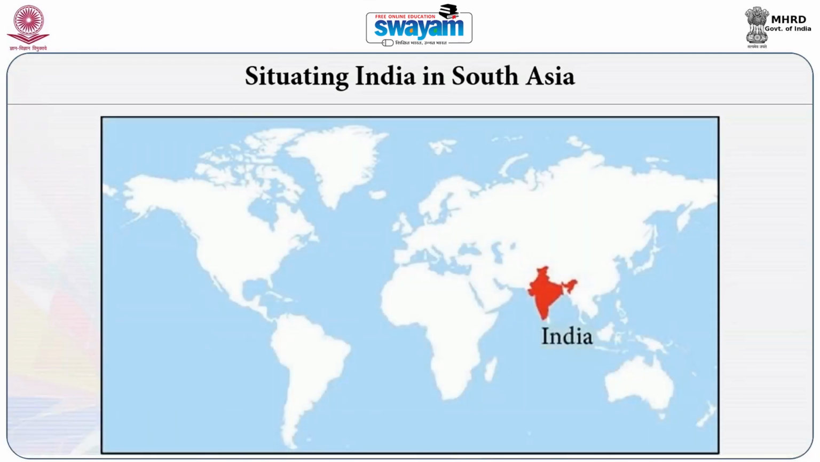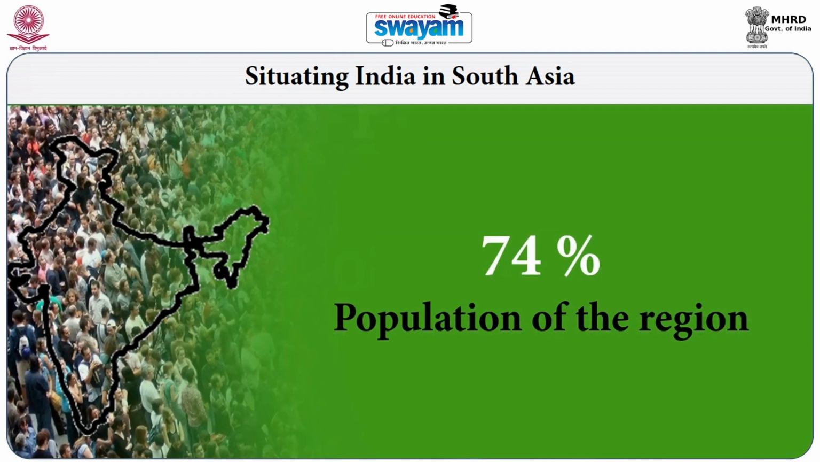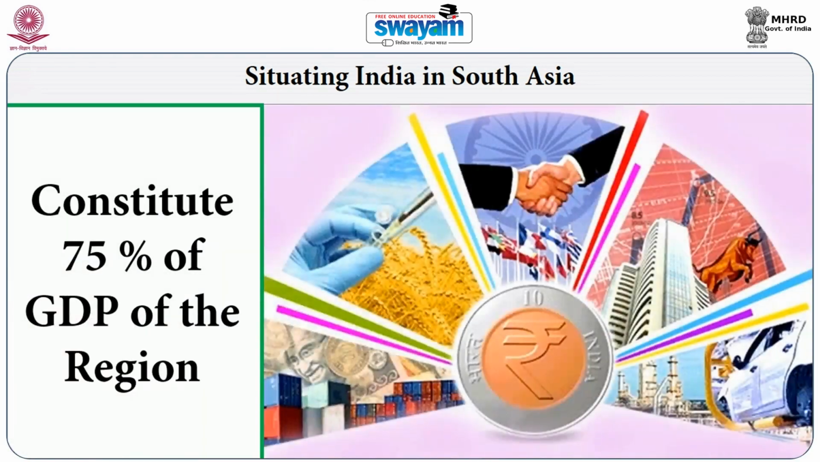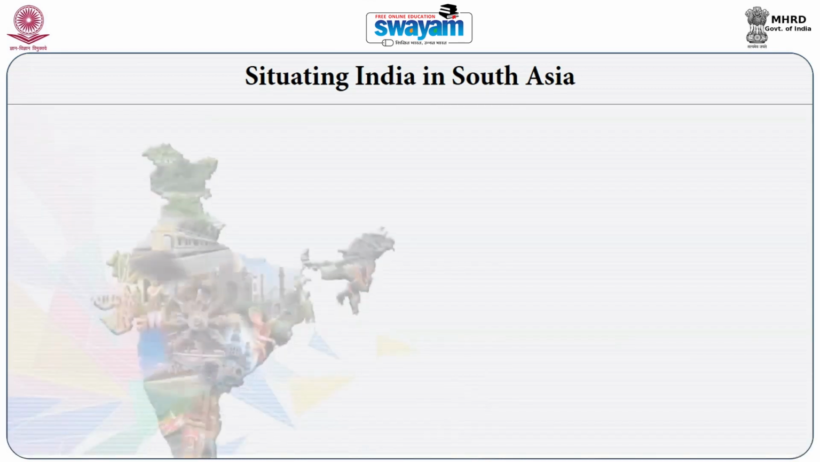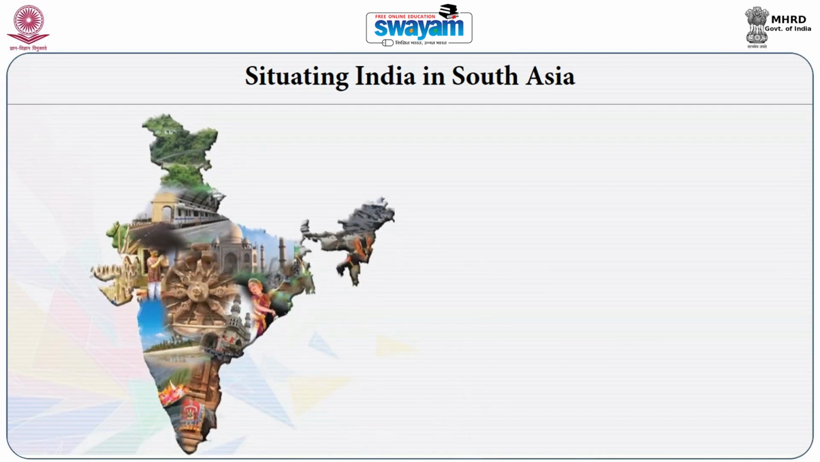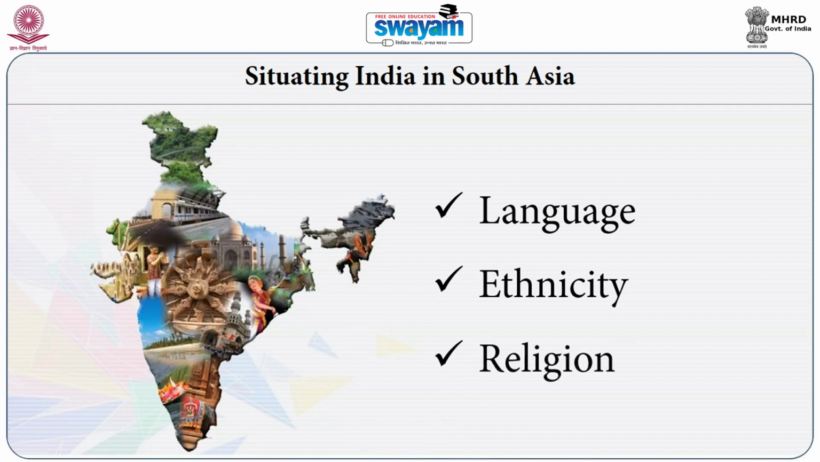India is the largest state in South Asia. It constitutes 74% of the total population of the region. It's a nuclear power. Along with Pakistan, it constitutes around 75% of GDP of the region, and it of course receives 79%, which is more than 3/4 of the total foreign direct investment that flows into the region. And there is overall an India-centric nature in the region in terms of its language, ethnicity, religion, and so on.